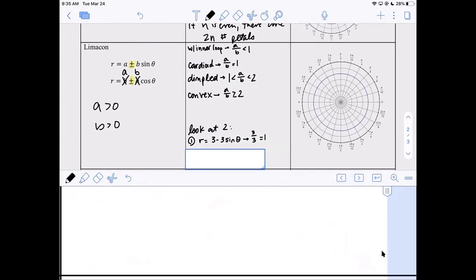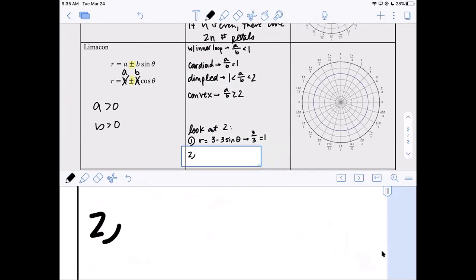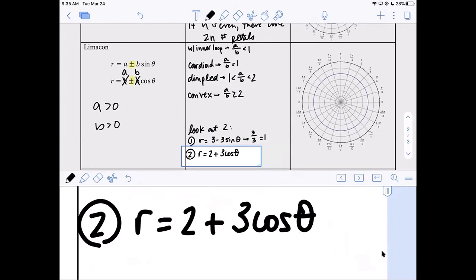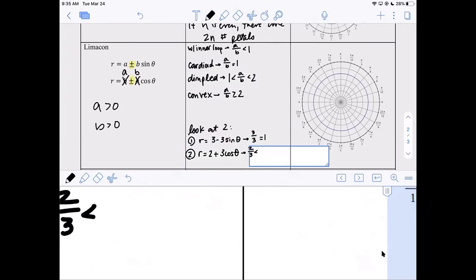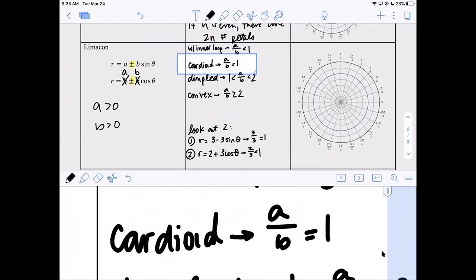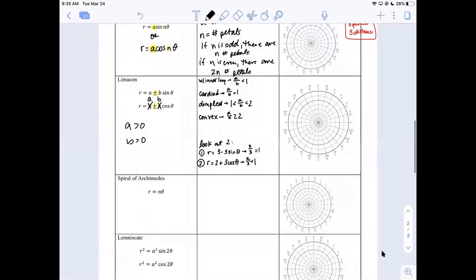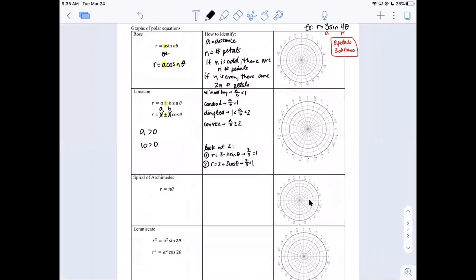And then the second one we're going to look at, I'm just going to tell you before I switch screens to the calculator, is going to be r equals 2 plus 3 cos theta. Now let's guess what that's going to be. If I do my ratio a over b, 2 over 3, that's less than 1. So then I'm looking at an inner loop. Okay, I'm going to switch over to my calculator.